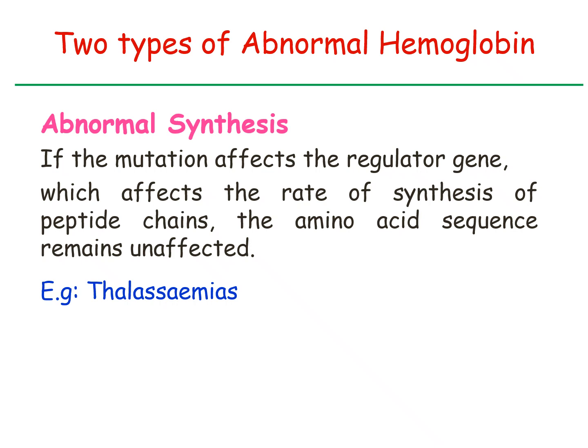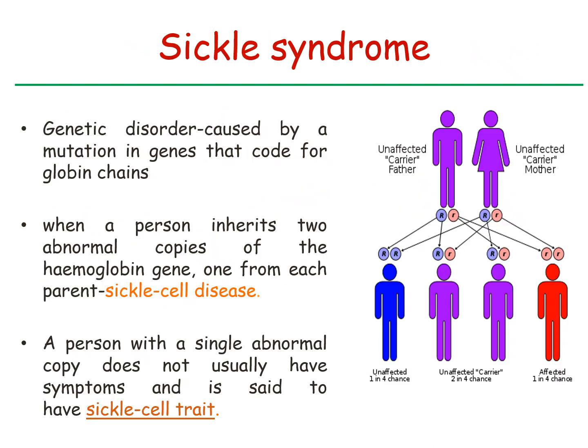Next, abnormal synthesis. If there is any mutation that affects the regulator gene, the gene that synthesizes the hemoglobin, which affects the rate of synthesis of peptide chains, the amino acid sequence remains unaffected. Example, thalassemias. First we'll see what is sickle syndrome.